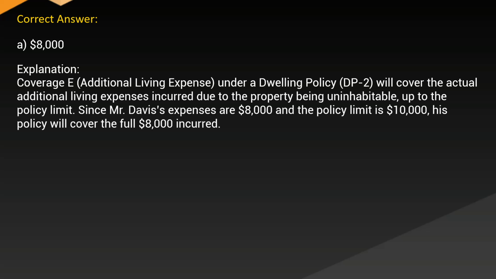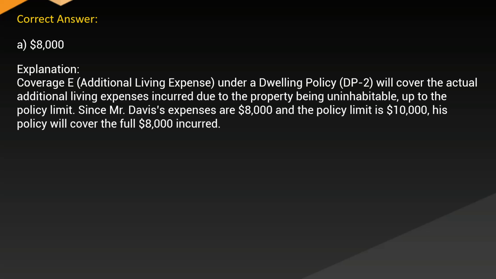Correct answer A. $8,000. Explanation. Coverage E. Additional living expense under dwelling policy D/2 will cover the actual additional living expenses incurred due to the property being uninhabitable up to the policy limit. Since Mr. Davis's expenses are $8,000 and the policy limit is $10,000, his policy will cover the full $8,000 incurred.